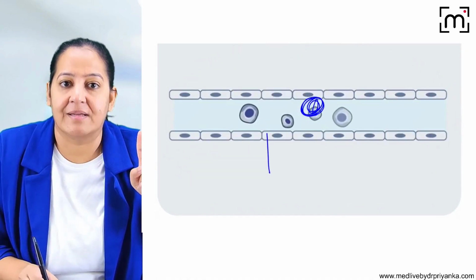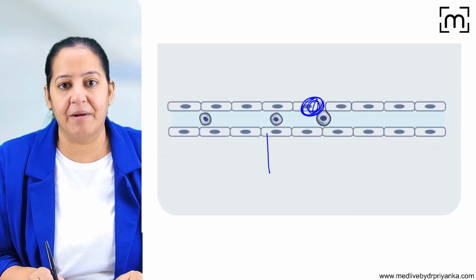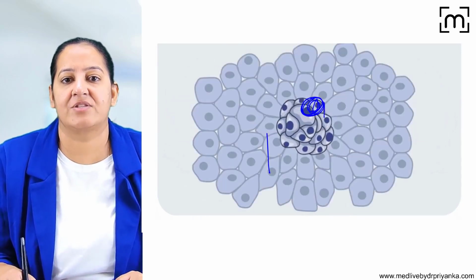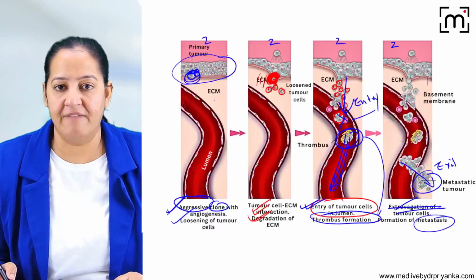Then it is going into the blood vessel. Now it is flowing somewhere else in the blood vessel. After flowing somewhere else in the blood vessel, it will extravasate. It is extravasating and forming a secondary growth. I hope you are getting it. Have a look again.